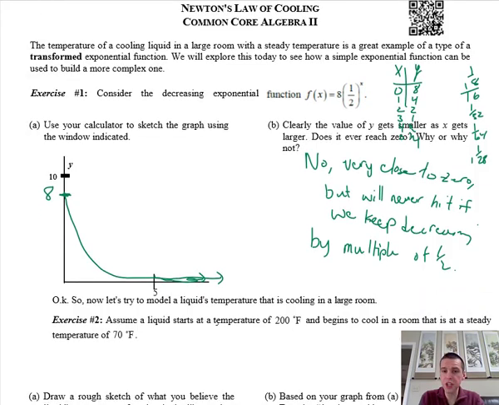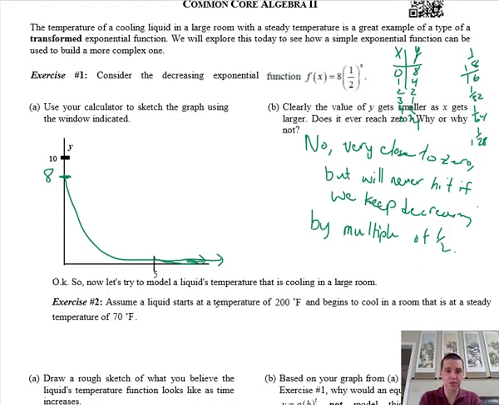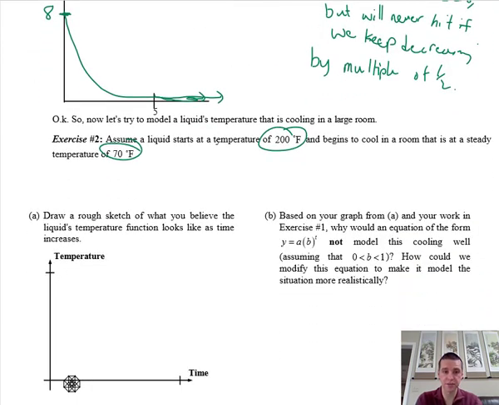But we know that if a liquid cools, is it ever going to get down to 0 degrees? If it gets down to 0 degrees, that's going to be below freezing. We know 32 degrees Fahrenheit is freezing. So that doesn't make sense that this model could actually be what a liquid could cool at. So let's try to fix that. Assume a liquid starts at 200 degrees Fahrenheit and begins to cool in a room that is a steady temperature of 70 degrees. What is this going to look like if we try to draw the sketch? So we know this is our initial value. This is some time t.